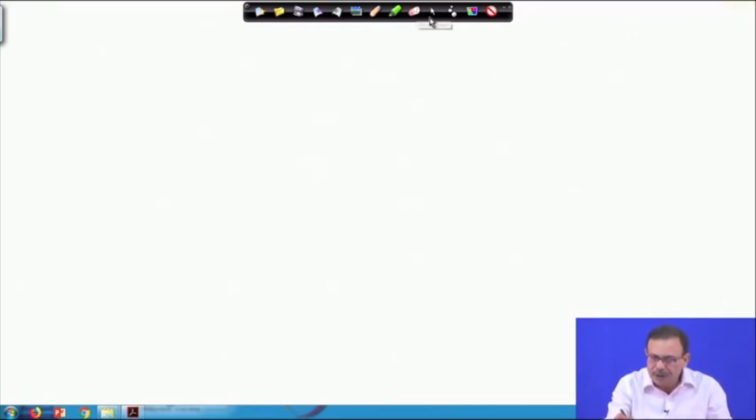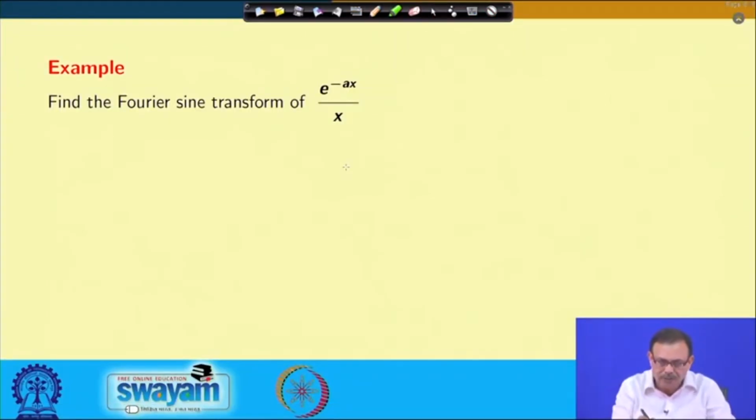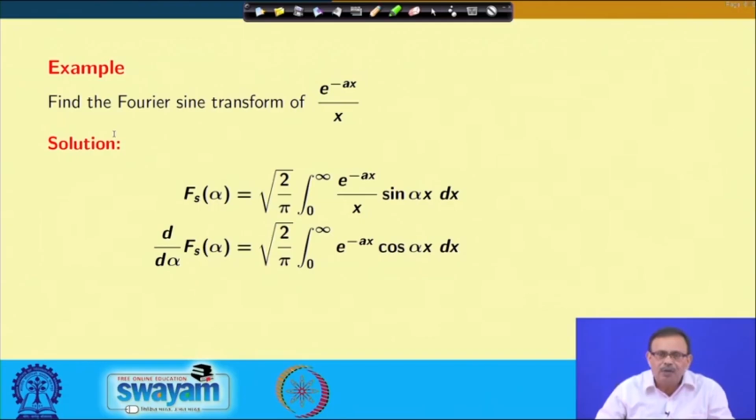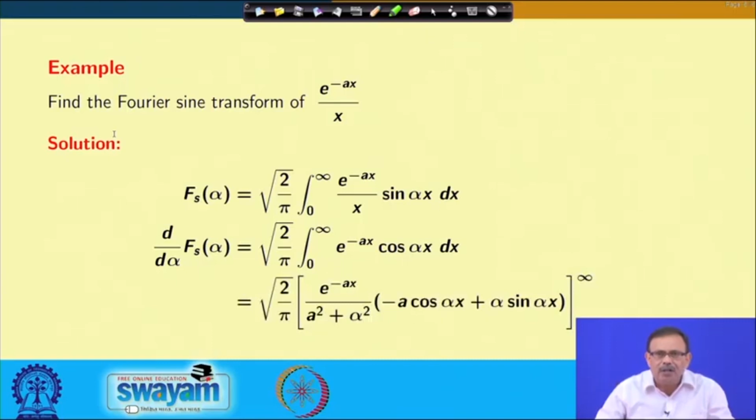So, let us see once this thing. So, Fourier transform of this one was there. I am just writing from the definition, Fourier sine transform of alpha is this. Now, differentiate both sides with respect to alpha, then left hand side will be d/d alpha of f_s(alpha), which equals root over 2 by pi into this integral. And if I evaluate the integral, I know the standard result: e power minus a x by alpha square plus a square into minus a cos of alpha x plus alpha sin of alpha x, where the limit of x is from 0 to infinity.